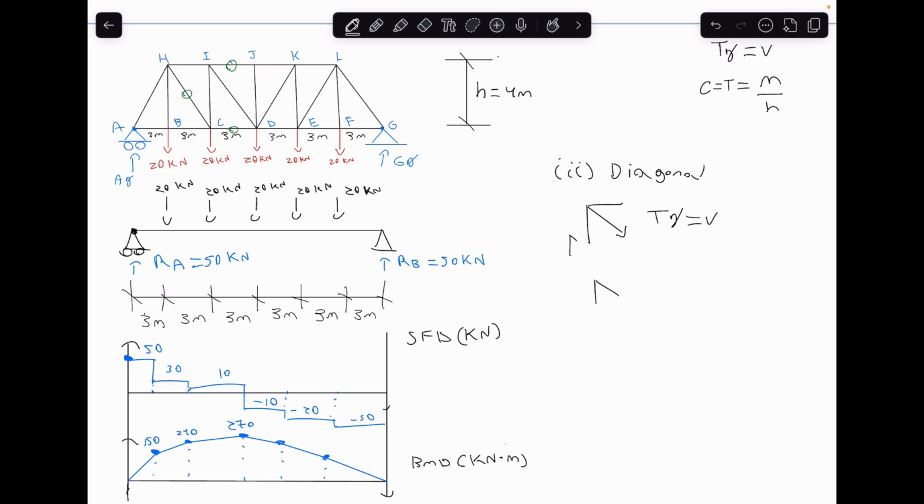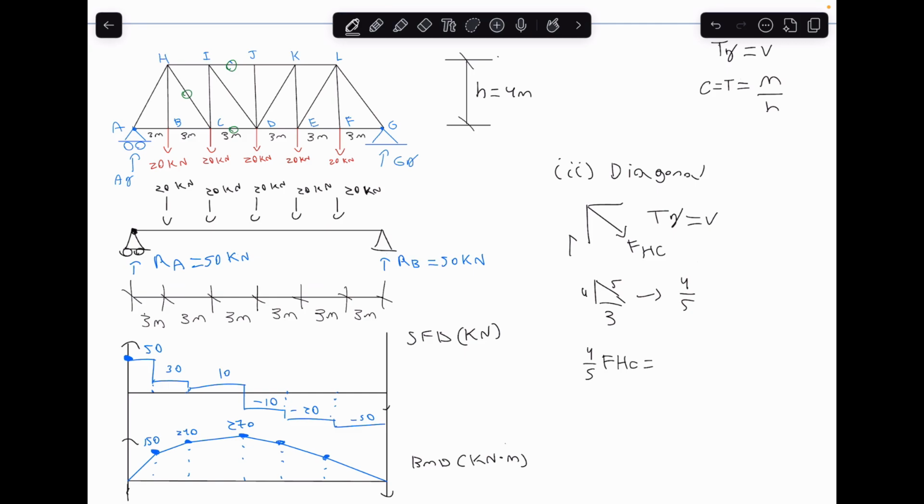So first things first, we're going to draw our little special triangle here. We have the truss panel width of 3 meters, and then the height is 4 meters. That means that this diagonal length is 5 meters. And the y component here is 4 over 5. This is force HC right here. It's diagonal HC. It's circled right here. So we're going to say, okay, 4/5 FHC, so the y component of FHC is equal to the shear force.